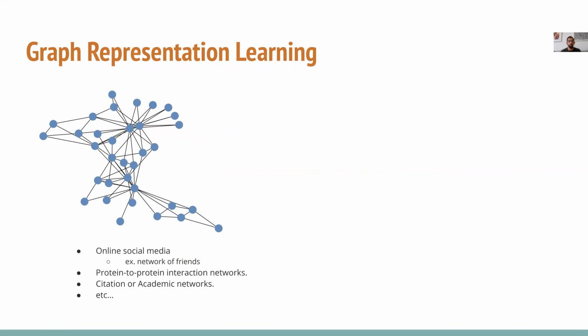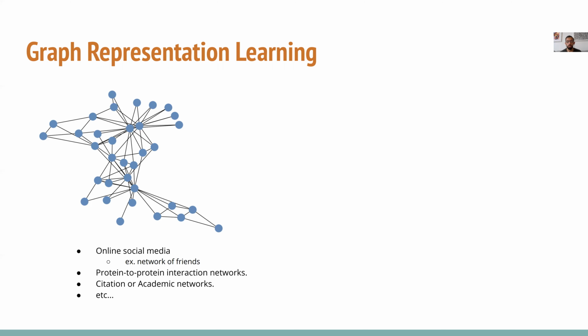Examples of this are online social media like Facebook, where we have friends on Facebook. So this network of friends is an example of a graph or a network. We can also find it in micro-level examples like protein-to-protein interaction networks and drugs. We can also see it in academic graphs where we have authors, papers, and venues. These are our nodes and they are connected together.